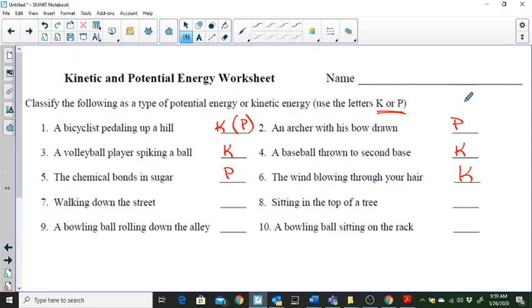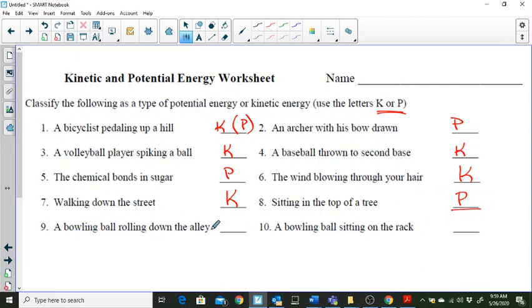So really the question is, if it's moving, we're going to have kinetic energy. If it's not moving, if there is no motion, chances are we're talking about potential energy. Walking down the street, looking cool. We're walking, we're moving, that's kinetic energy. Sitting in the top of a tree, well, that's just potential energy. You have the potential to break branches as you fall and to break your arm or leg or neck as you fall further down, but that's just potential. You haven't done it yet.